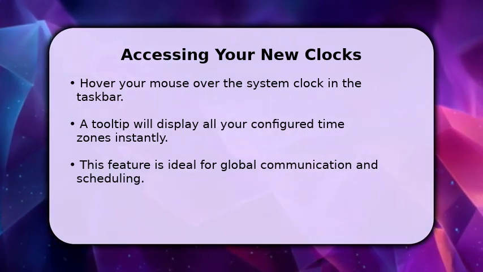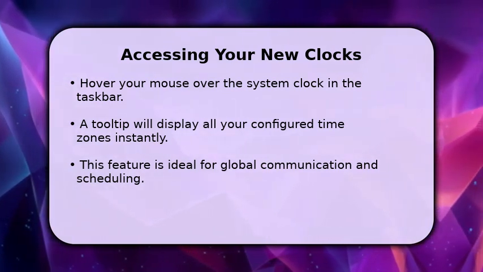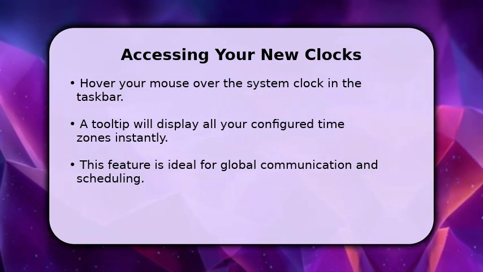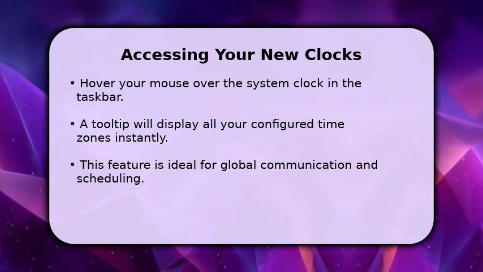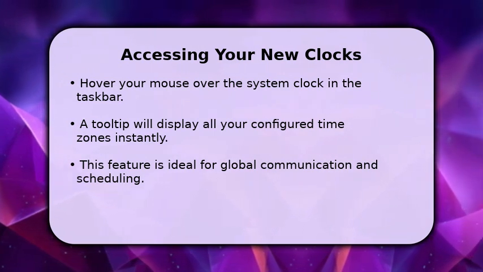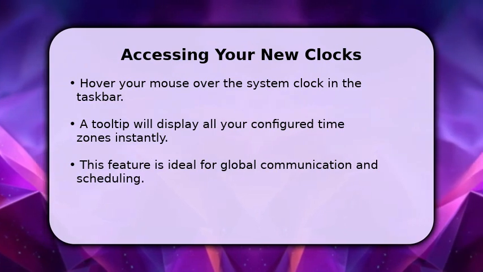Accessing your newly configured clocks is incredibly simple. Just move your mouse cursor over the system clock located in the bottom right corner of your taskbar. A small tooltip will immediately appear, showing you the current time for all your added time zones. This quick access is extremely useful for anyone coordinating across different regions, helping you manage meetings and communications efficiently without needing to open any applications.